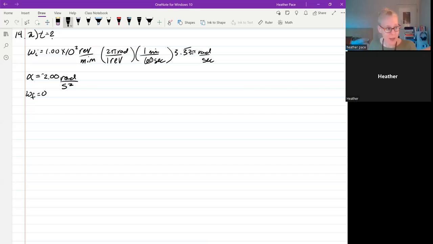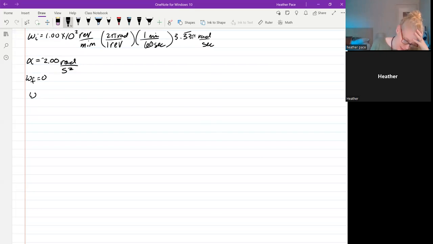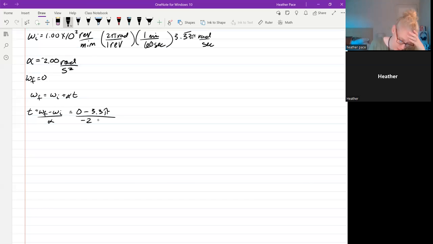We're going to, again, look at our kinematic equations, figure out what's the easiest. Anytime we can plug in zeros, that's going to be the easiest. We're going to rearrange to solve for t. We're going to get omega F minus omega I over alpha, plug in known values, over negative 2, and we get 5.24 seconds.